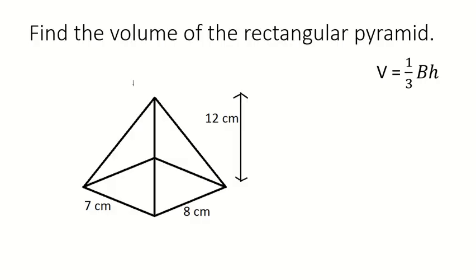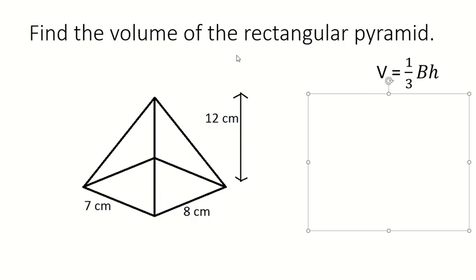Okay, so we're going to find the volume of the rectangular pyramid, and we're going to be using our formula for volume equals 1/3 big B times h, which stands for 1/3 the area of the base times the height. I'm going to go ahead and get myself a text box here. So go ahead and write out your formula. If you would like to draw your picture the best you can, you can.